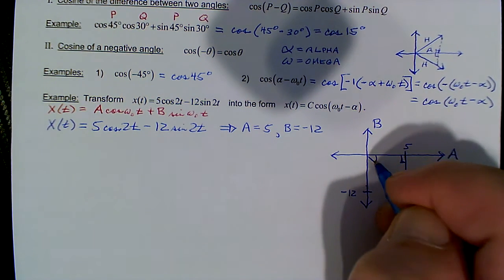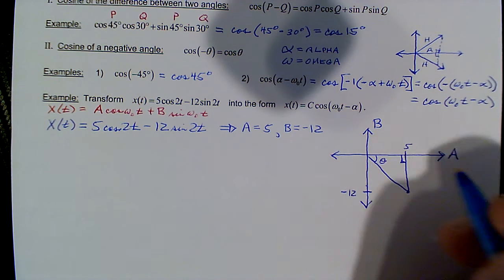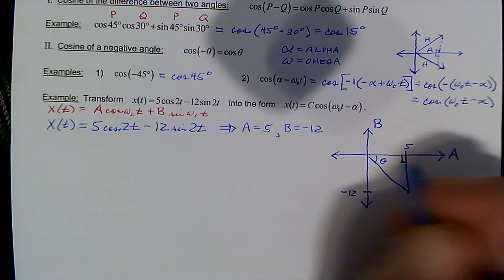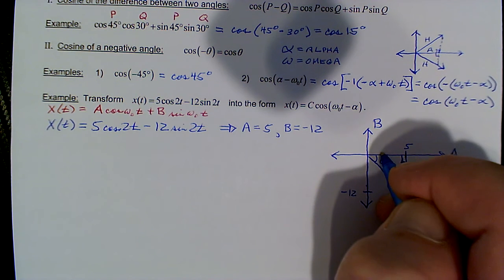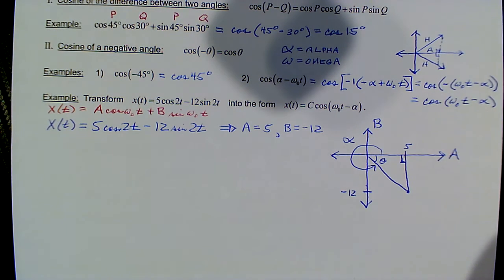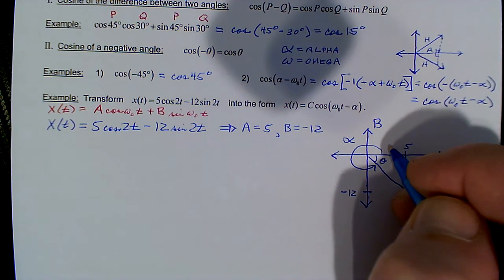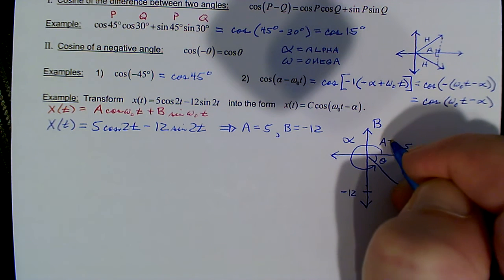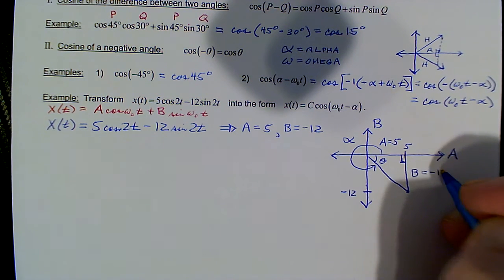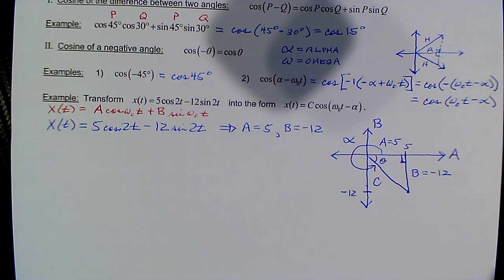So I'm going to label this as theta, but this is actually our reference angle. That is the angle the terminal side makes with, in this case, the a-axis. But this angle is actually the angle alpha. Alright, so we have that this horizontal leg a is 5 and the vertical leg b is negative 12. And we want to find the hypotenuse c.